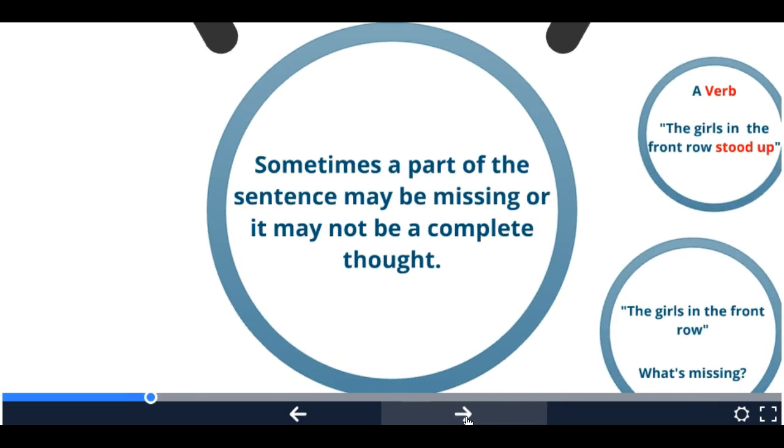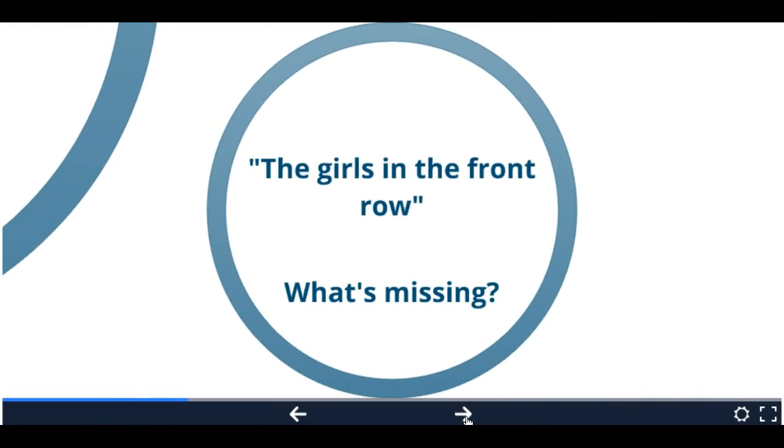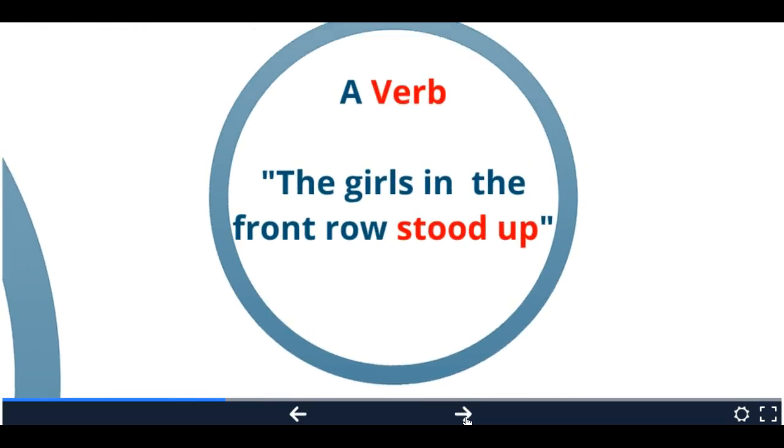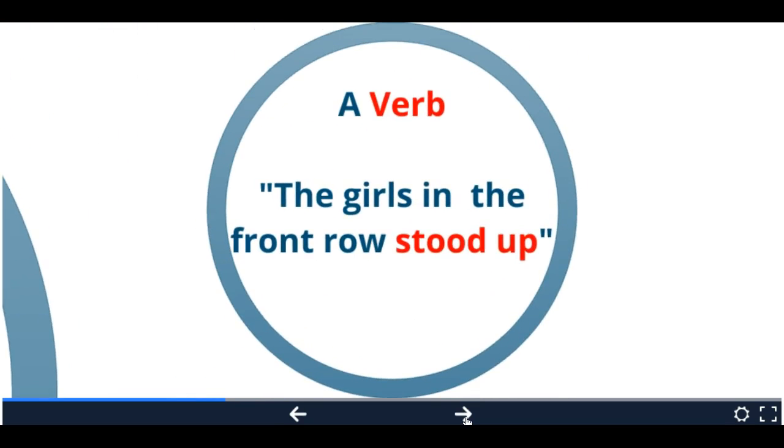Sometimes a part of the sentence may be missing. It may not be a complete thought. This is called a fragment. The girls in the front row. If someone used that as a sentence, what would be missing? What's really missing is a verb. The girls in the front row stood up, or the girls in the front row cheered, or the girls cried. You have to have somebody doing something to have a sentence.